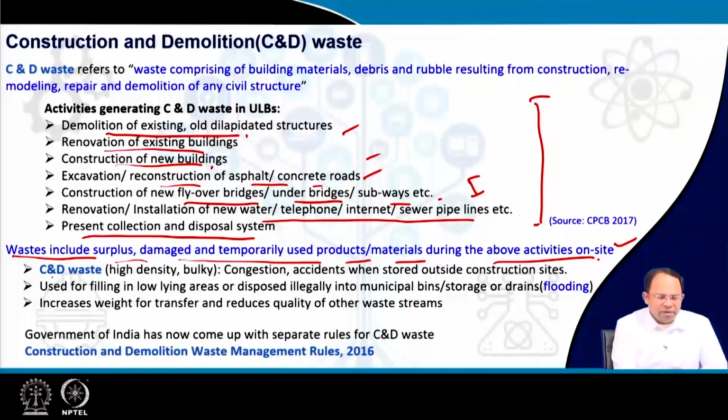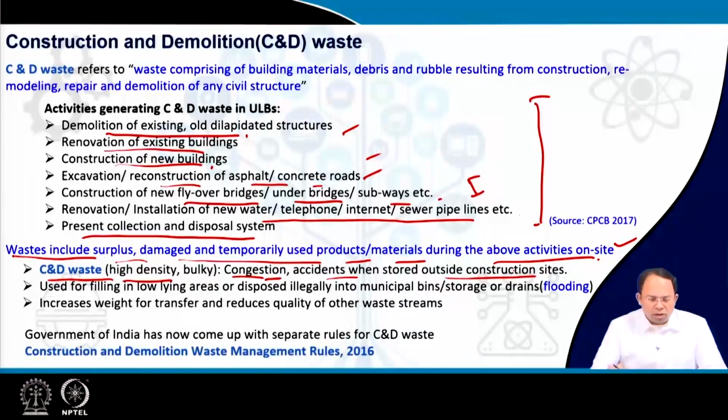C&D waste, construction and demolition waste, is of course of very high density and bulky in nature. Because of this nature, when people store this waste outside their own premises, on the roads or on the surrounding footpath, that will lead to a lot of traffic congestion in that area because it reduces the effective size of the road, and that will lead to accidents.